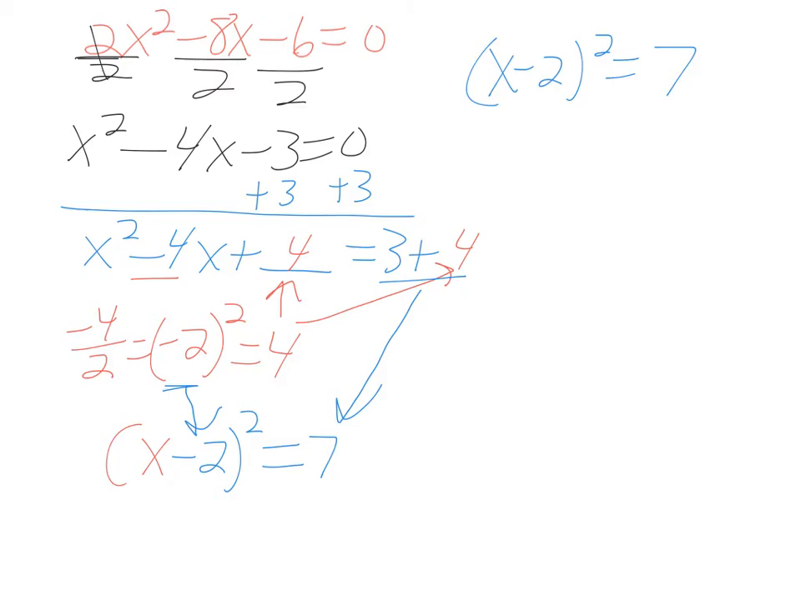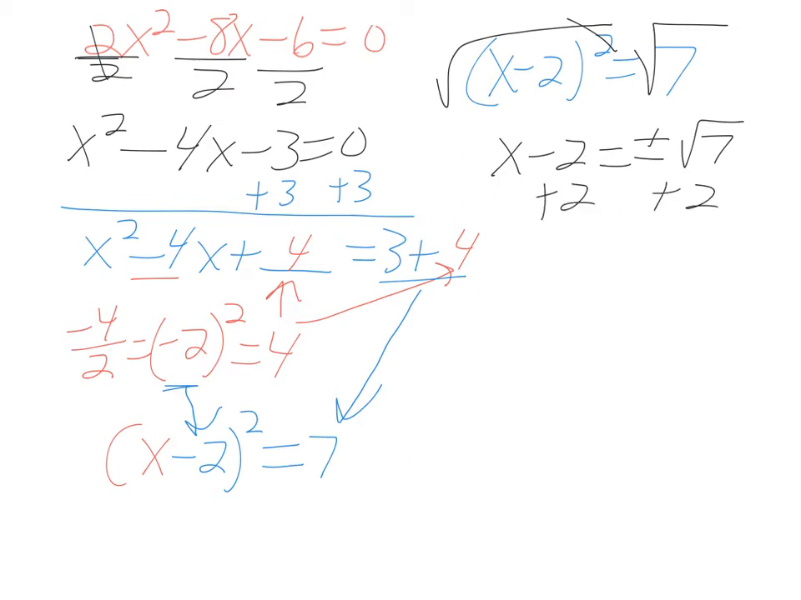Alright, so we have to solve for x. In order to get rid of that square, take the square root. The square root and the square cancel each other out, so now I have x minus 2 equals plus or minus square root of 7. Add 2, those cancel out, so then x equals 2 plus or minus square root of 7. So there would be my answer.